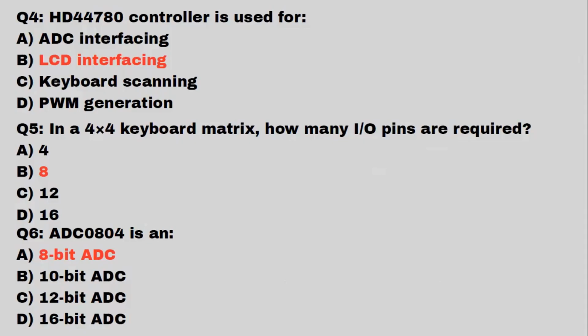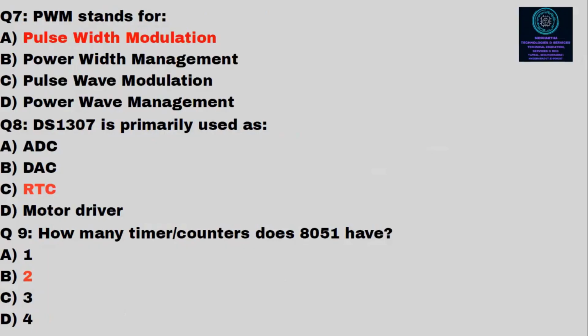Question number 6, ADC0804 is an 8-bit ADC. The chip or IC number you have to remember well so that you can immediately give the answer. Question number 7, PWM stands for pulse width modulation. Very simple. Question number 8, DS1307 is primarily used as an RTC, which we have just now discussed. Question number 9, how many timer counters does the 8051 have? It has 2.